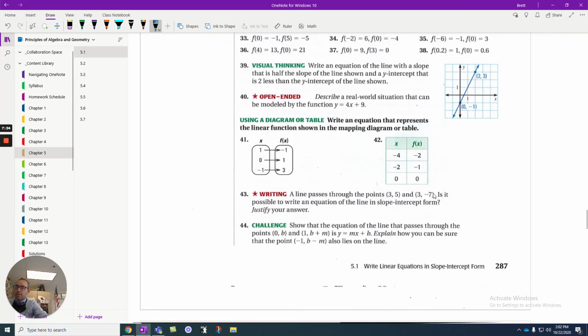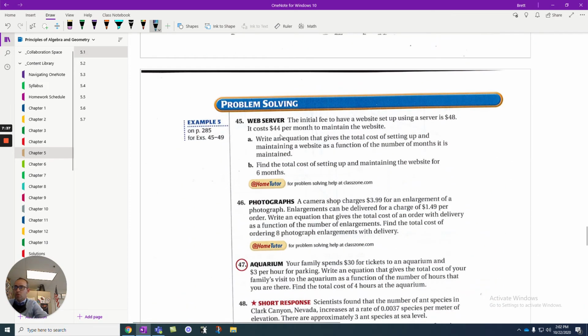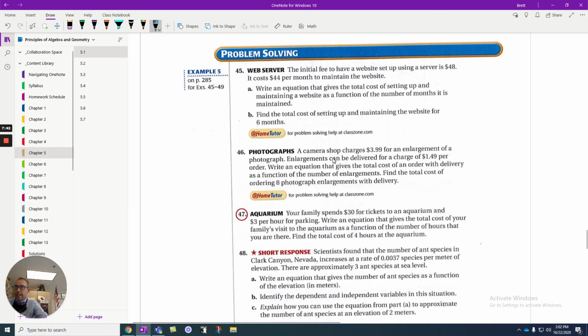Now the goal of all of this is to be able to deal with the real world. So let's take a look at question number 46. A camera shop charges $3.99 for an enlargement of a photograph. Enlargements can be delivered for a charge of $1.49 per order. If you think about it, you wouldn't charge me to deliver each individual picture, just the group of pictures. So maybe I make 10 enlargements. That $1.49 is kind of a one-time charge. And so we want to build an equation that will help us understand how much it is going to cost for me to get some enlarged pictures and get them delivered.